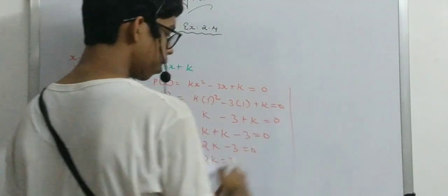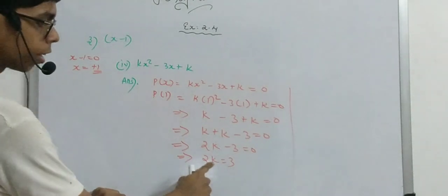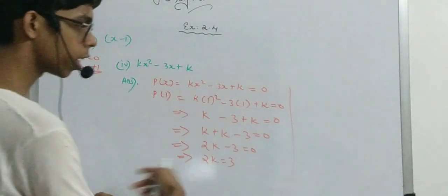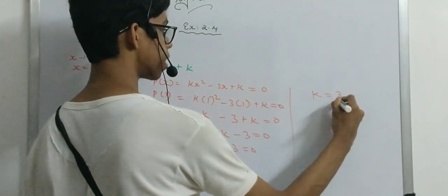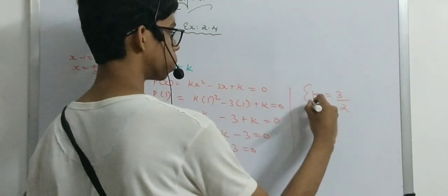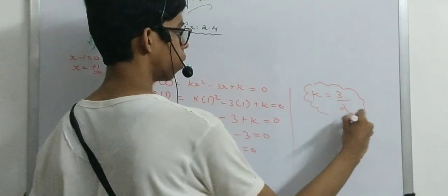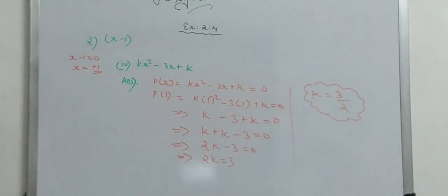So from here we can write k. That's the same multiplication. When it goes to the other side, it will become division. So from here we will be getting k is equal to 3 by 2. Okay, k is equal to 3 by 2. Okay, so this is your final answer.